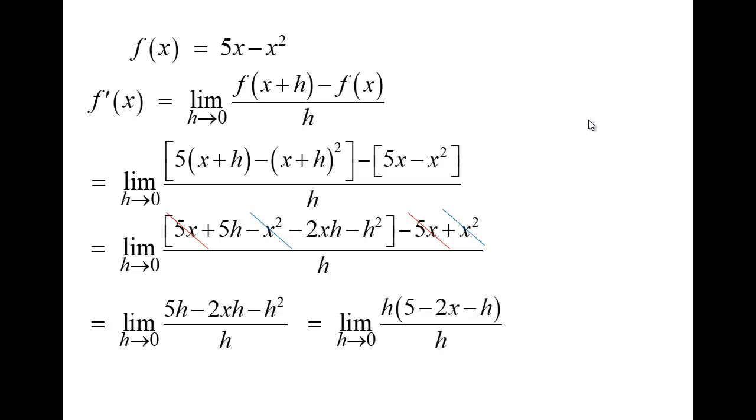And then we take the limit of this quantity, where I'm factoring out h from the numerator. If I do that, then I can cancel out the h in the denominator, and because h goes to 0, I'm left with 5 minus 2x. So the derivative of this function at x is equal to 5 minus 2x.